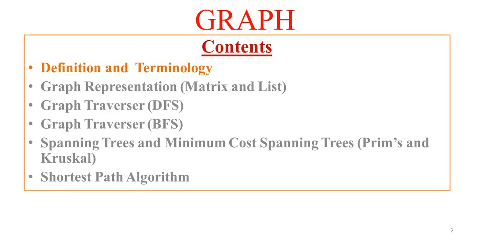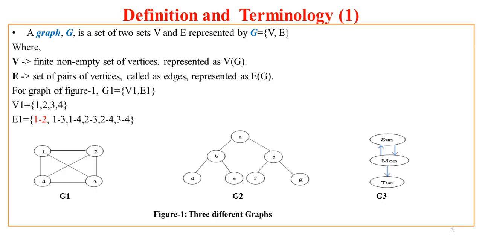The overall contents of these units are definition and terminology, graph representation, that is matrix and list representation of the graph, graph traversals DFS, graph traversal BFS, spanning trees and minimum cost spanning tree, in which we will cover Prim's and Kruskal's, and shortest path algorithm. So of this we are going to cover the very first point, that is called definition and terminology.